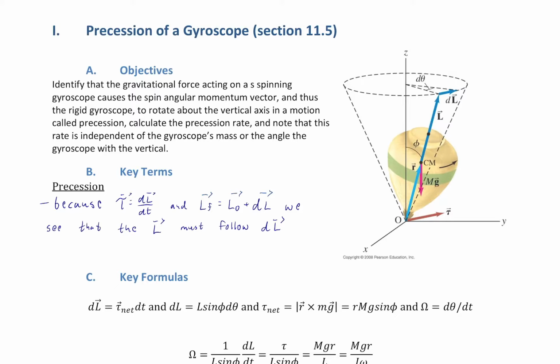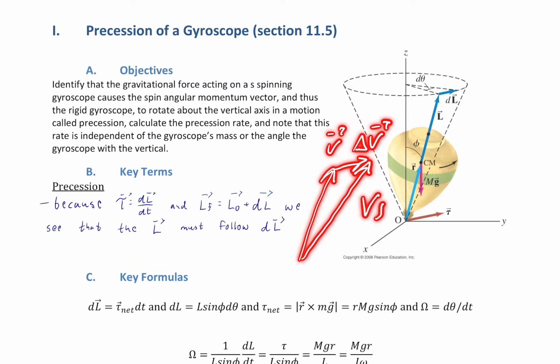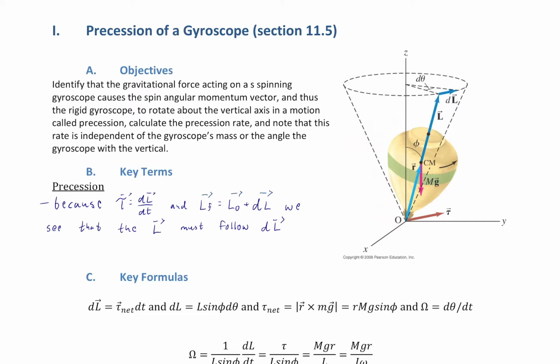Okay, because the idea is that this is no different than velocity, right? If I have some instantaneous velocity vector, and I have some change in velocity vector, dv, then the new velocity vector, v final, would look like that, wouldn't it? Because it would follow that change. I mean, that's actually the idea behind circular motion, right? We know that the velocity vector moves because it's following the change, okay?